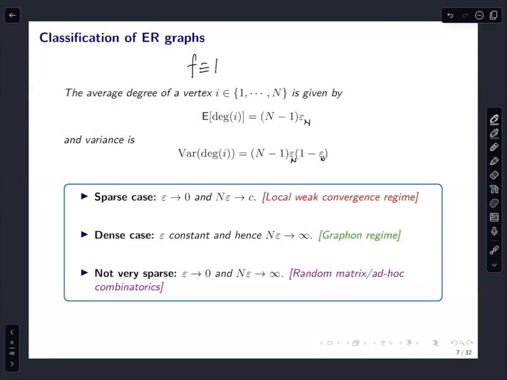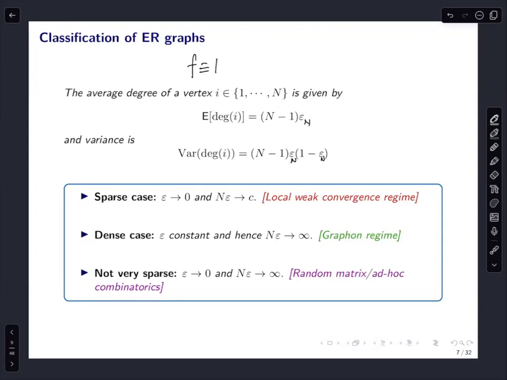There is another case, where epsilon is constant, and hence n epsilon goes to infinity. This is also quite an interesting case, which is called the graphon regime. There is a big graphon theory, developed by many people in the last 20 years, and that could also be used to study some properties of the spectrum in the dense case. And there is something in between.